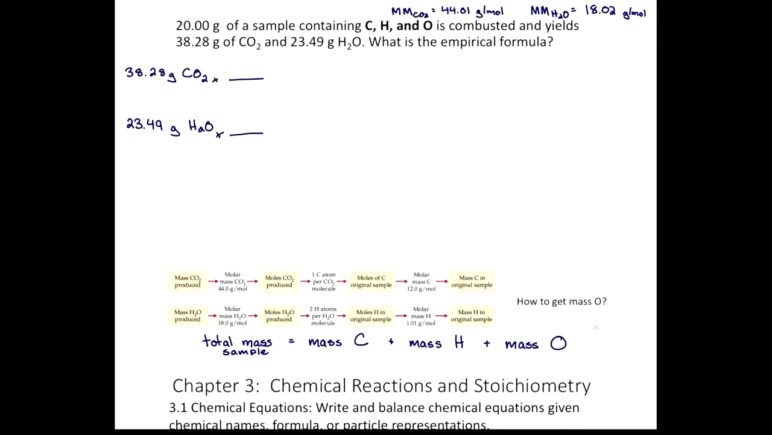There's a lot of things here, all right? So this is a combustion analysis question again, but the difference is that this compound contains carbon, hydrogen, and oxygen. We're going to get carbon and hydrogen the exact same way like we did the previous one, where we assume all of that carbon went to CO2. So this is how we get moles of carbon.